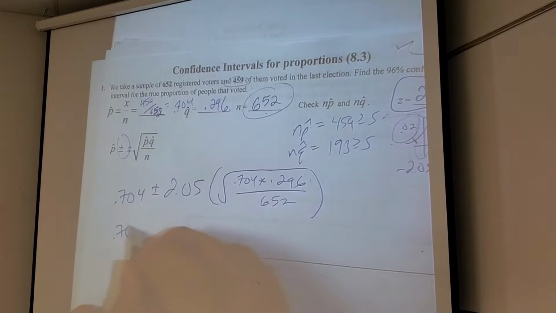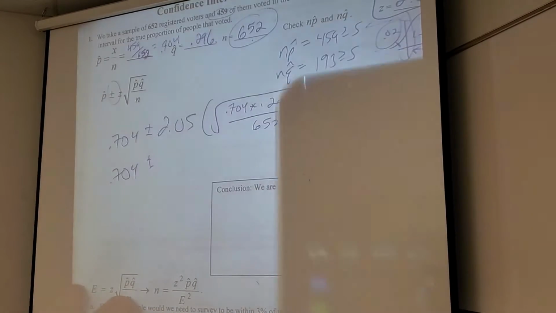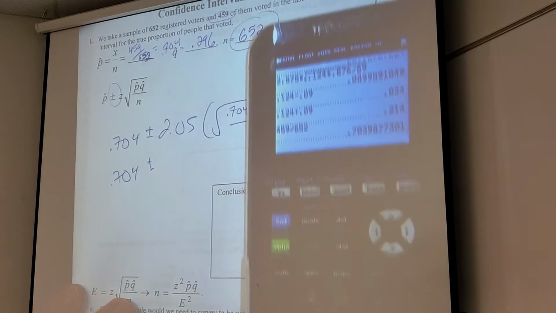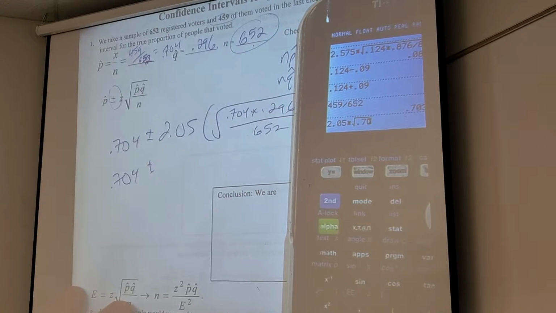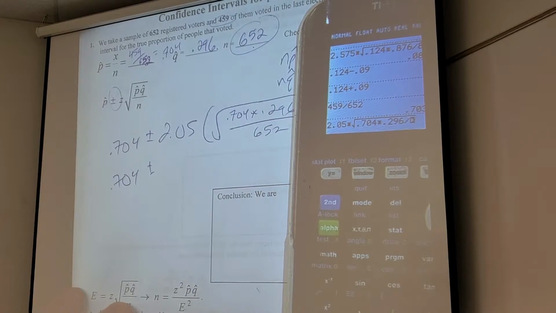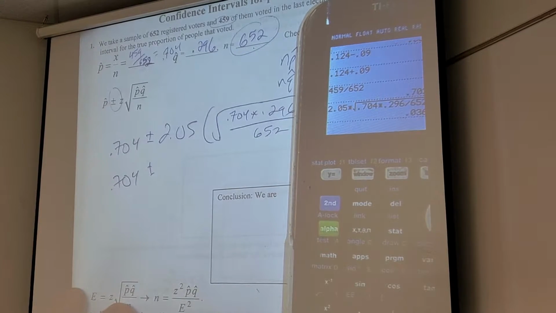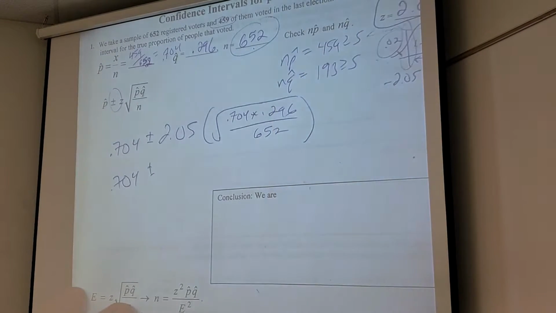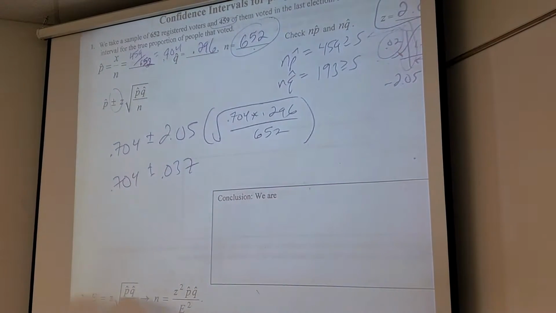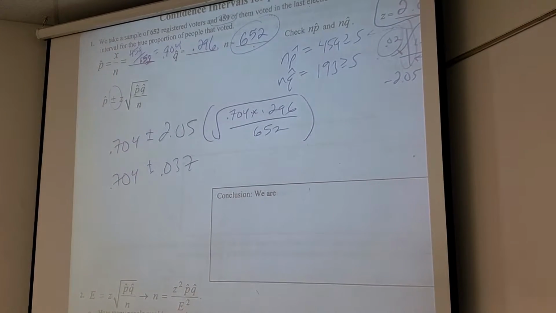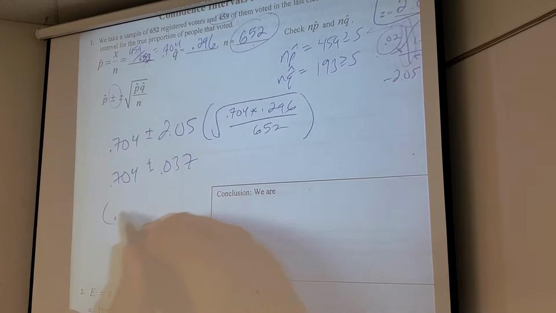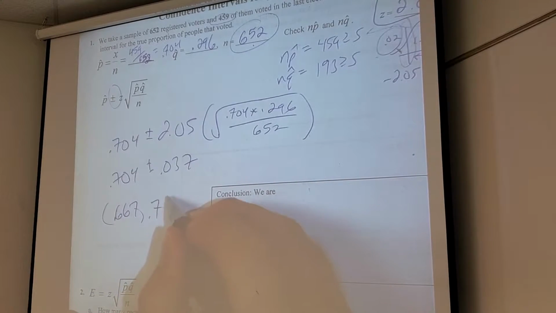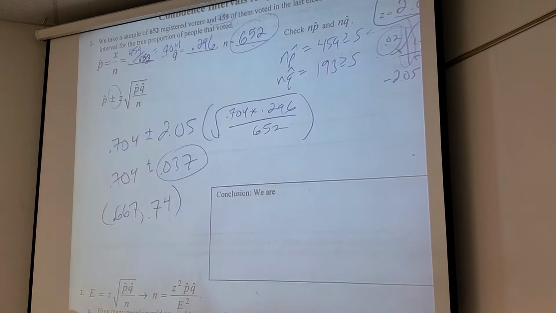So let's see what we get for the error. I got 0.0366. Let me catch up to you. Yeah, 0.0366, 0.037. And then you just add that, subtract that, make the interval. 0.667 up to 0.74. So see, that looks very much like what we're used to. That's roughly 4%, give or take 4%, right?